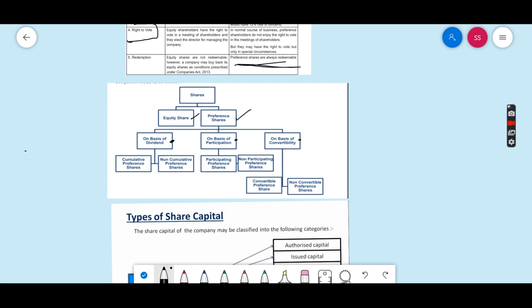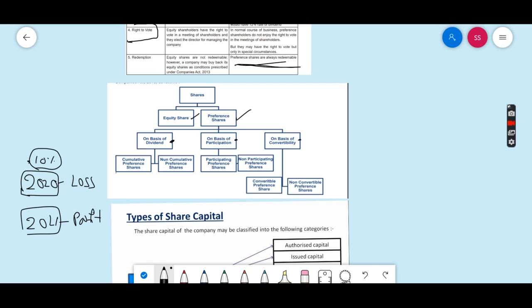Cumulative preference shares, let's just say in 2019, you got profits. In 2020 you got loss, right? So let's take the 2020. In 2020 you got loss. You can pay dividend to them only if you get a profit, right? If you get a loss, you can't pay dividend. So you just need to pay 10% dividend, right? In 2020 you didn't pay it. In 2021 you got profit.